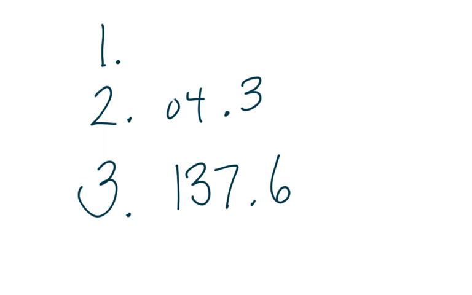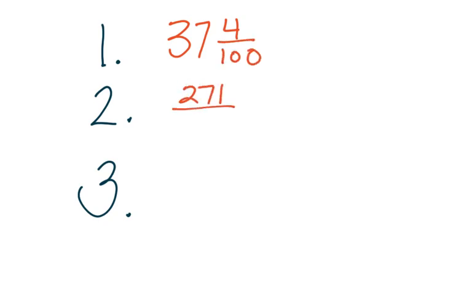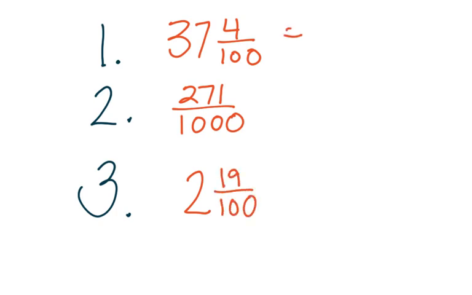Go ahead and erase. This time I'm going to give you a fraction, and I would like you to write it as a decimal. Please write 37 and 4/100 as a decimal. Please write 271 thousandths as a decimal. And please write 2 and 19/100 as a decimal. Go ahead and pause your video as needed.